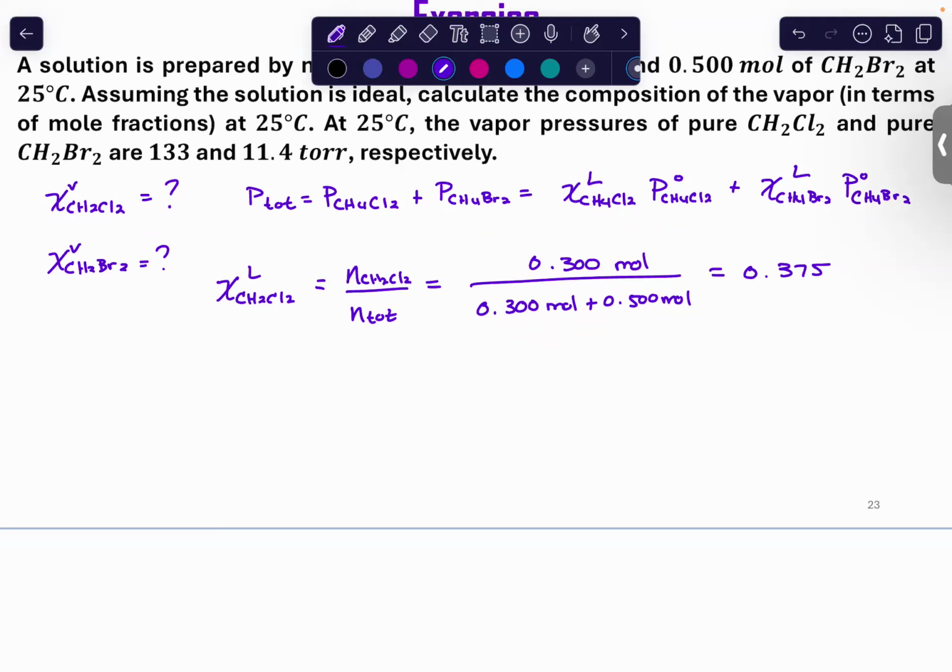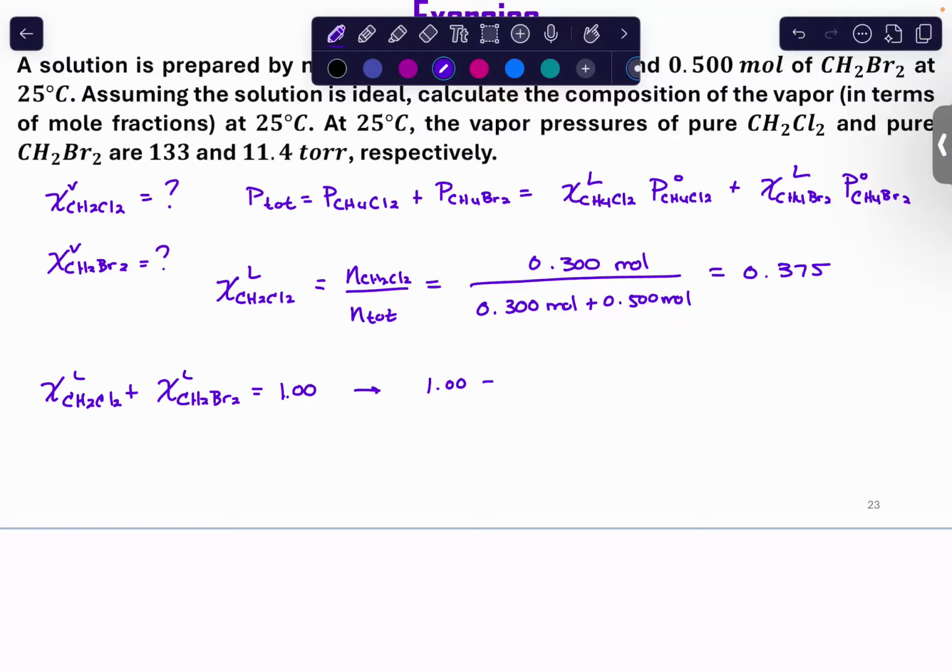Now, what's a fast way to find the mole fraction of the dibromomethane? I could go ahead and just calculate it the same way, but I want to make sure we understand this concept. In the solution, the mole fraction of dibromomethane plus the mole fraction of dichloromethane is going to equal what? 1. It's going to be 100%. So 1.0.